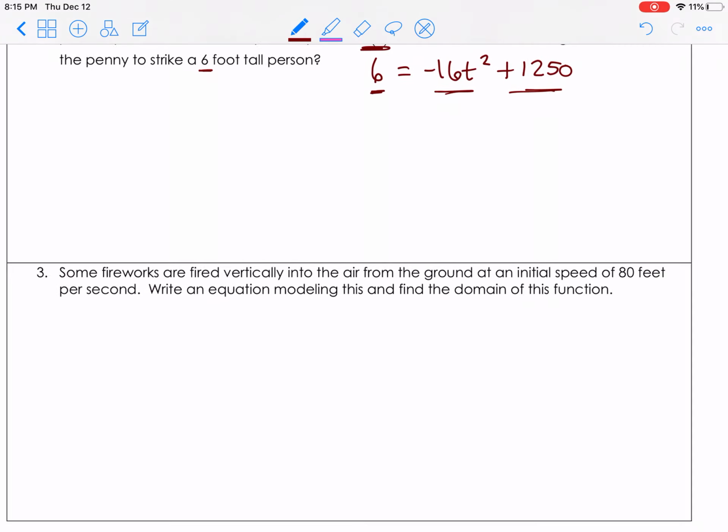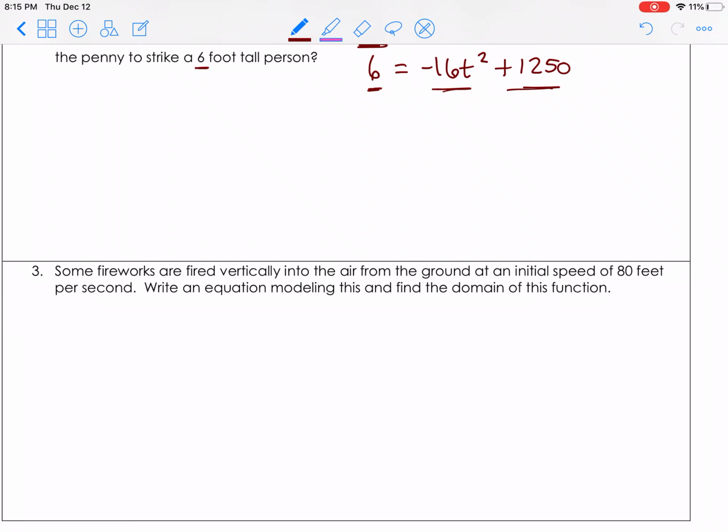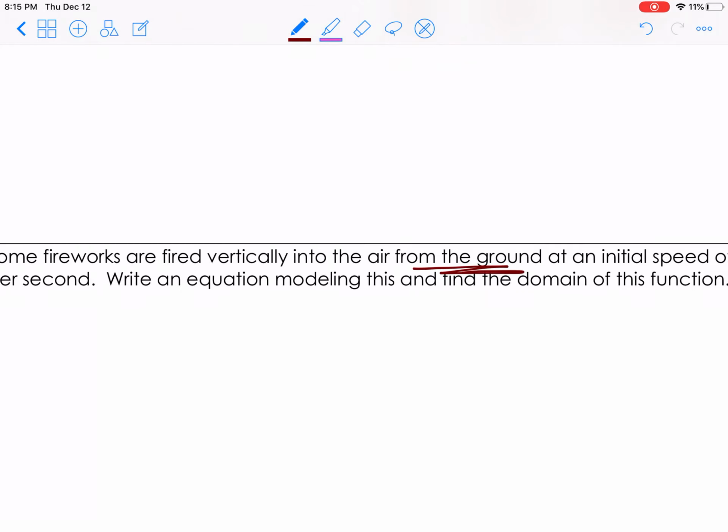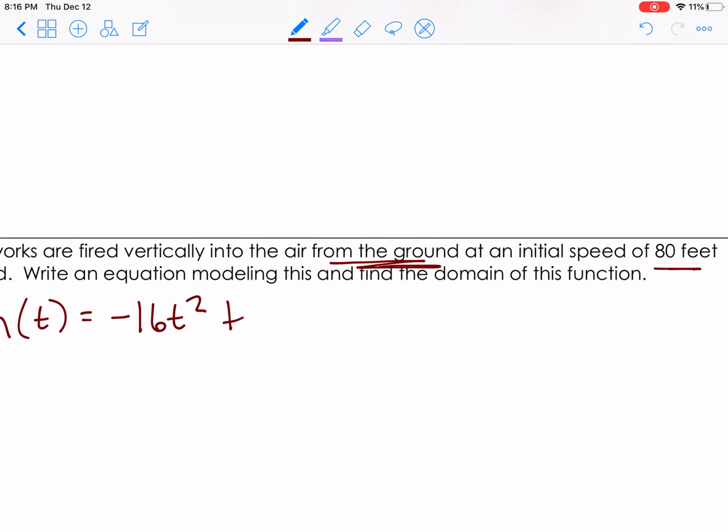Some fireworks are fired vertically into the air from the ground, so at 0, at an initial speed of 80 feet per second. Write an equation modeling this. I'm going to give you the equation. We'll say that the height at time t is represented by negative 16t squared, plus the initial velocity of 80 feet per second times t, and then they said it's from the ground, so we could put plus 0, or we could just leave that off.